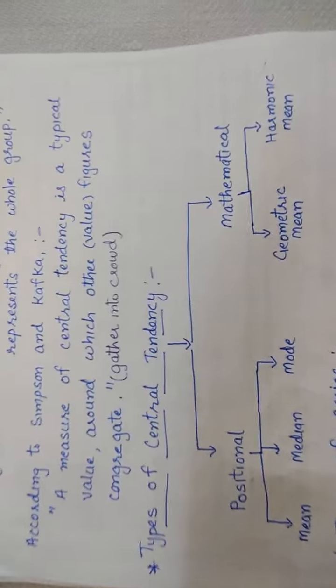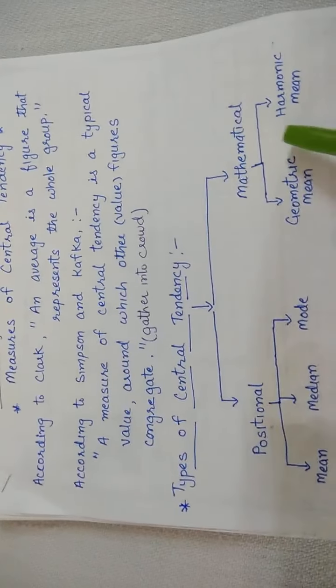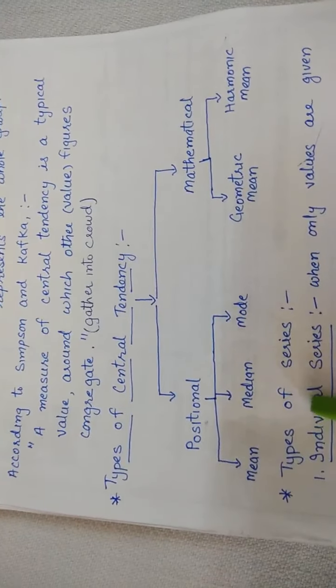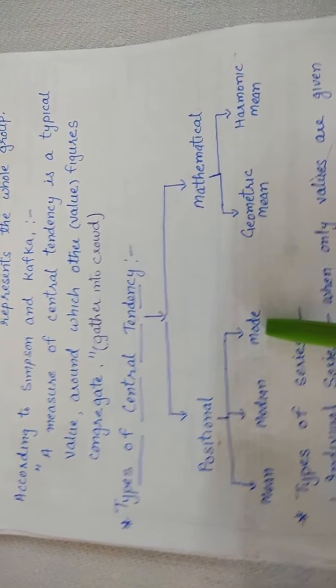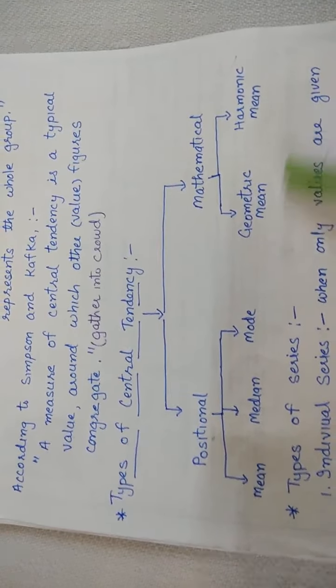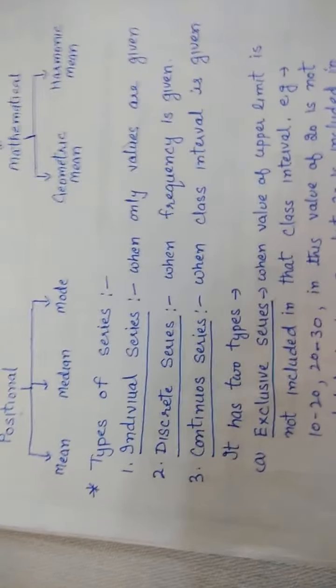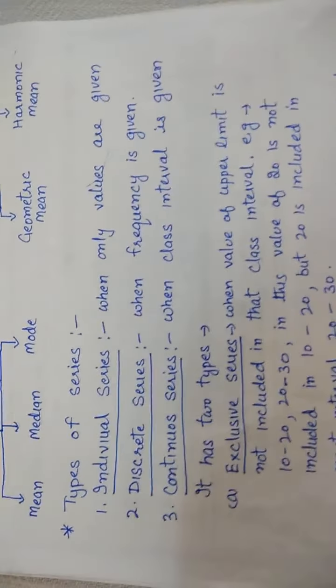There are many types of central tendency. These are mainly of two types, positional and mathematical. Again, positional are of three types: mean, median, mode, and mathematical are geometric mean and harmonic mean. There are many types of series that we have to use in the calculation of central tendency.